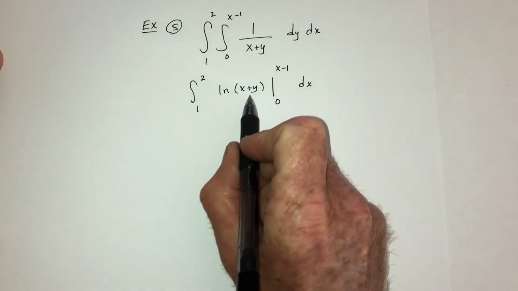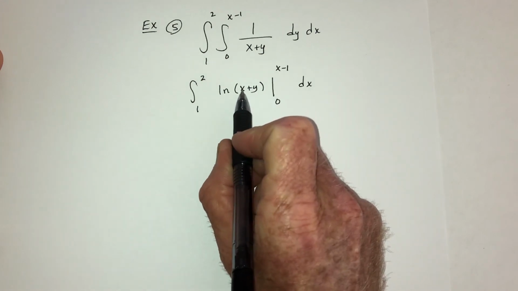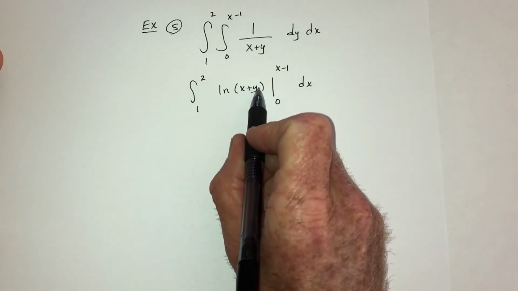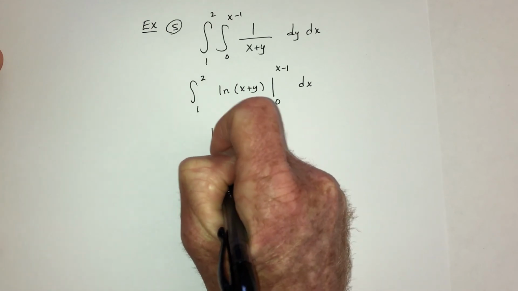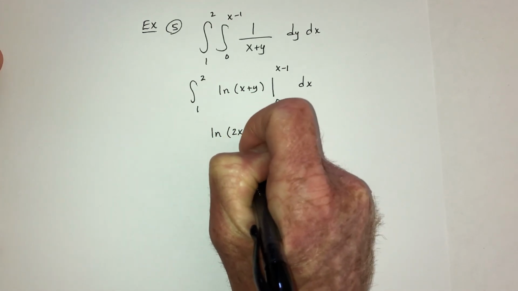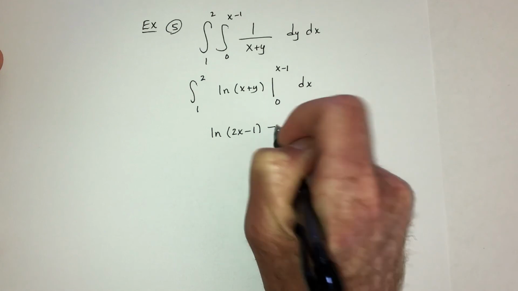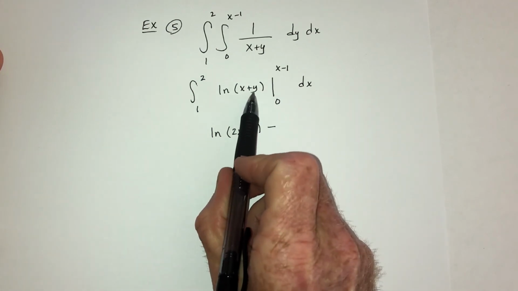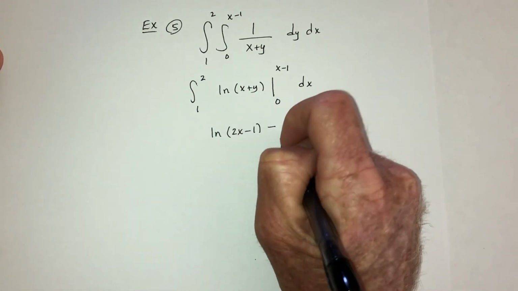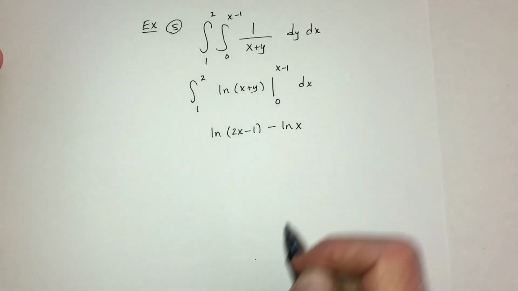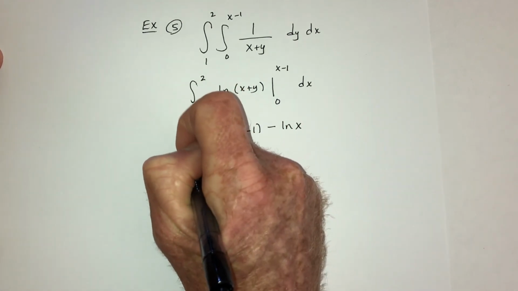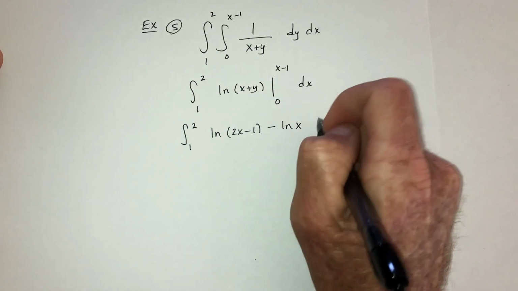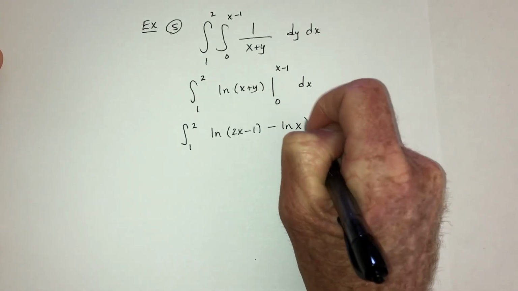All right, so substitute this for y. So that means it's going to say x plus x minus 1. So that'll be natural log of 2x minus 1. Then when you substitute 0 for y, it's just going to leave natural log of x. And then we need to integrate that with respect to x.